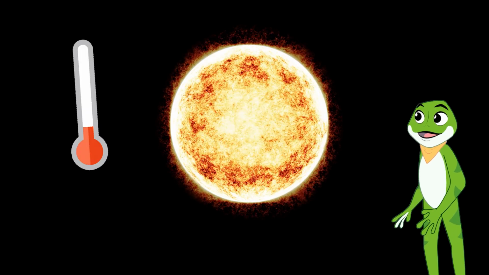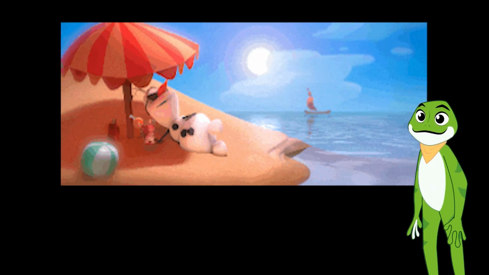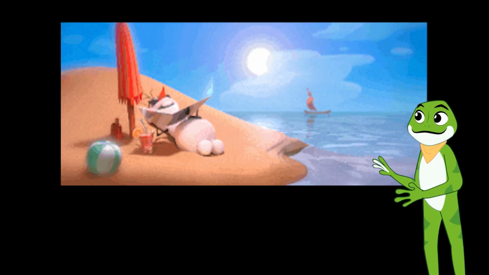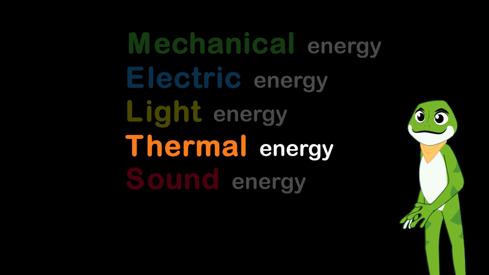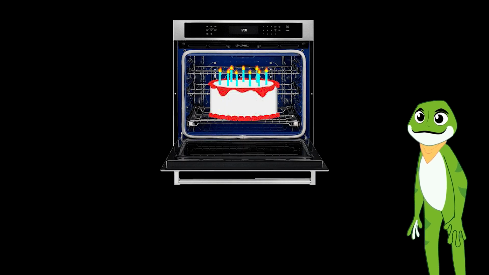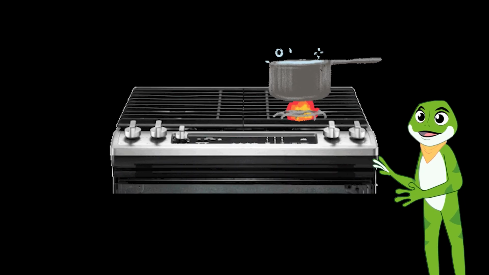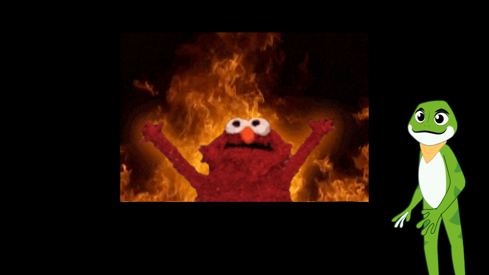The sun's heat also travels down to us and warms our body. This kind of warming energy is called thermal energy. Thermal energy is also produced by your oven when you bake a cake, or from your stove when you're boiling some water. Fire also produces thermal energy.